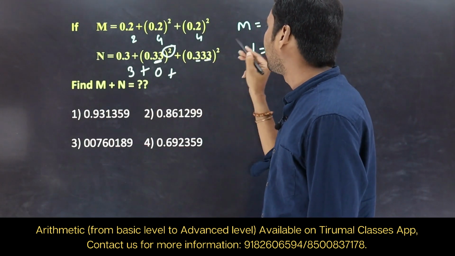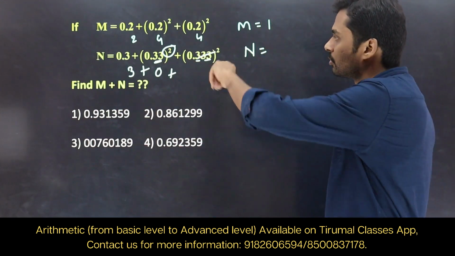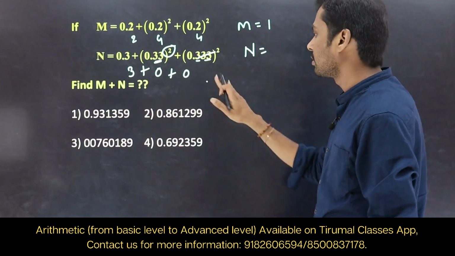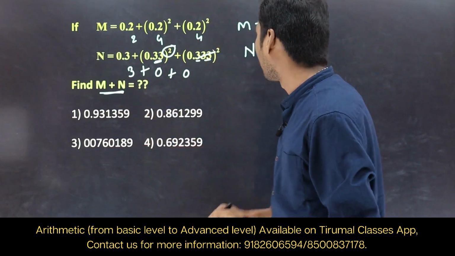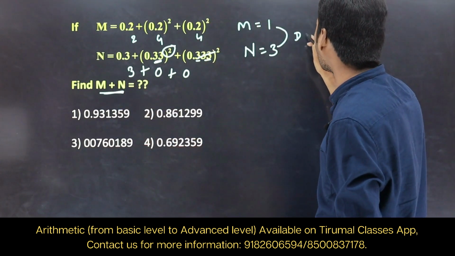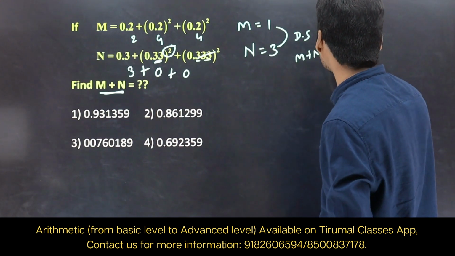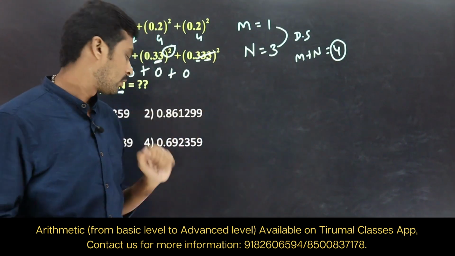Next, 3 plus 3 plus 3. So 3 plus 3 plus 3 is what? 9. 9 or 0. So 0 square is what? 0. So what is the n value? 3 plus 0 means that the n value is 3. Now here we are asked to find out m plus n value. What is the digit sum of m plus n? DS of m plus n. The DS of m plus n is 1 plus 3 is what? 4. Which means that I have to look for the options where I'll get the DS value is 4.